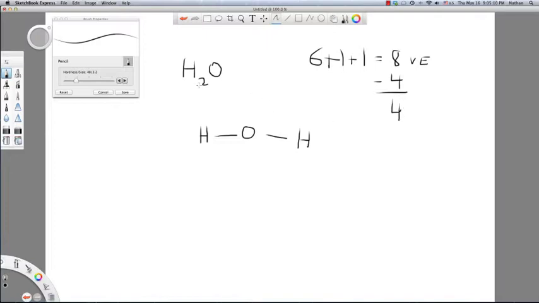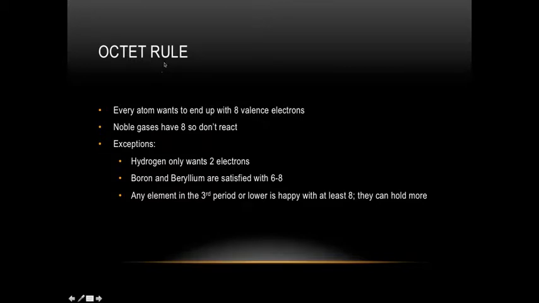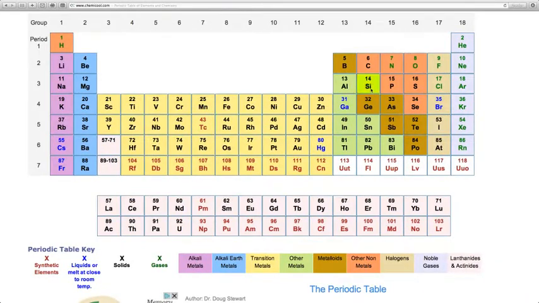Now, the octet rule. Now, there's something called the octet rule, which means that every atom wants to end up with 8 valence electrons in their outer shell. That's it, 8. Now, noble gases, they already have 8. So they don't react with anything. They've got exactly what they want in their valence shell. 18 minus 10 is 8. They've got all they need.